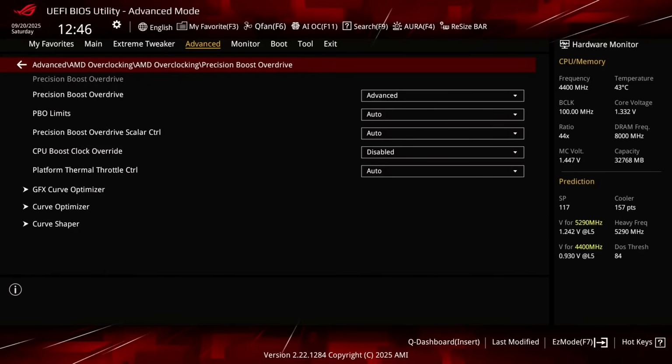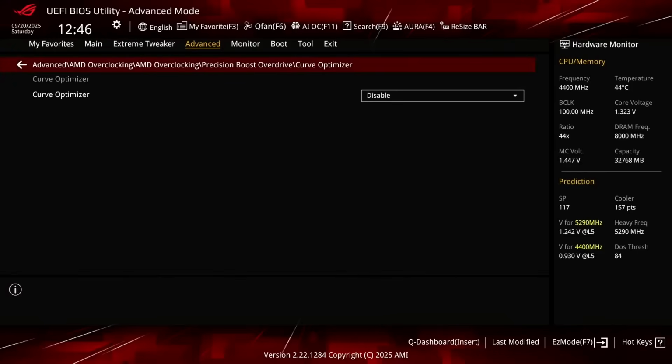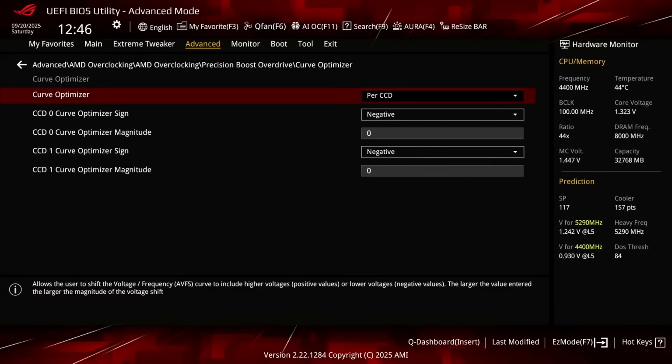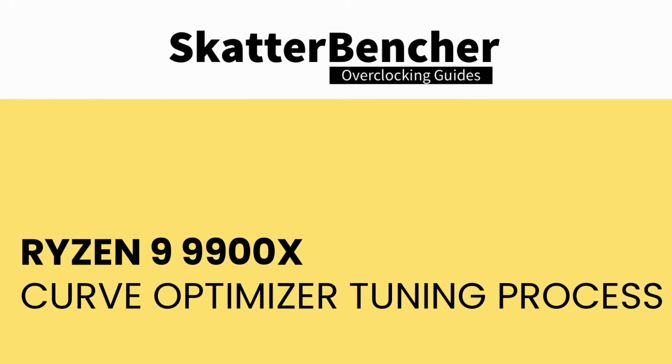Curve Optimizer is available on a per CPU, per CCD, and per core basis. For multi-CCD CPUs, I typically use the per CCD curve optimizer approach because the CCD undervolting capabilities can vary wildly. The manual tuning process for curve optimizer can become quite convoluted because it spans a wide range of workloads, going from light single-threaded workloads all the way to heavy all-core workloads.